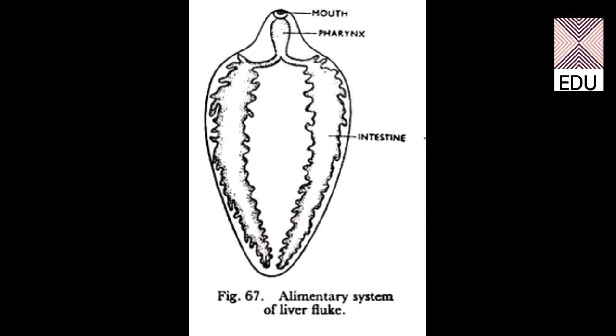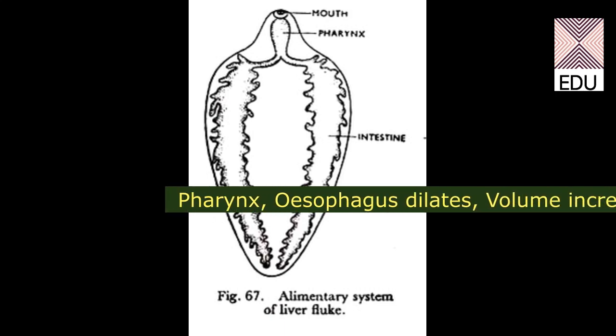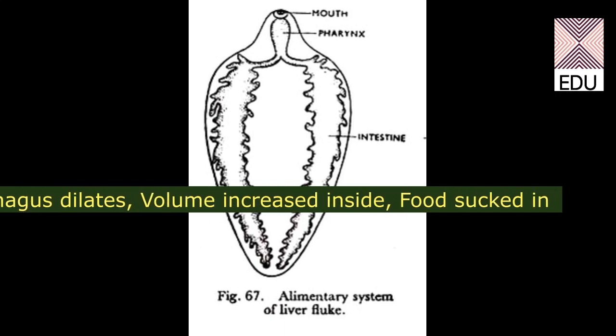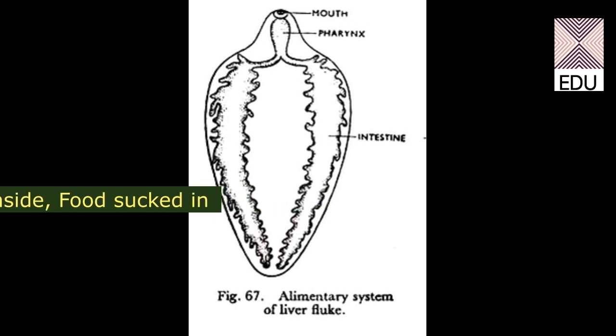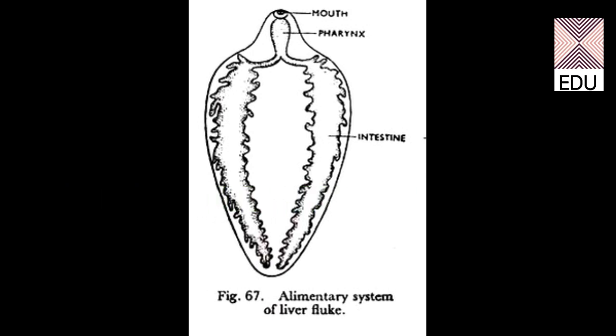Now after this oral sucker we have a muscular pharynx, and this is the most important organ in digestion as well as the intake of the food. Now the mechanism of intake of the food is this: whenever the muscles of the oral sucker and the muscles of the pharynx relax, the inside volume of the esophagus increases. So when the esophagus dilates, it pulls the food inside towards the mouth. So this is the mechanism of the pharynx and the oral sucker in sucking the food.